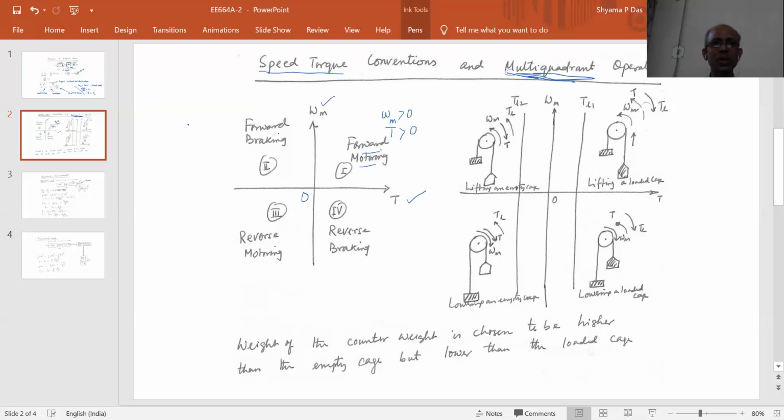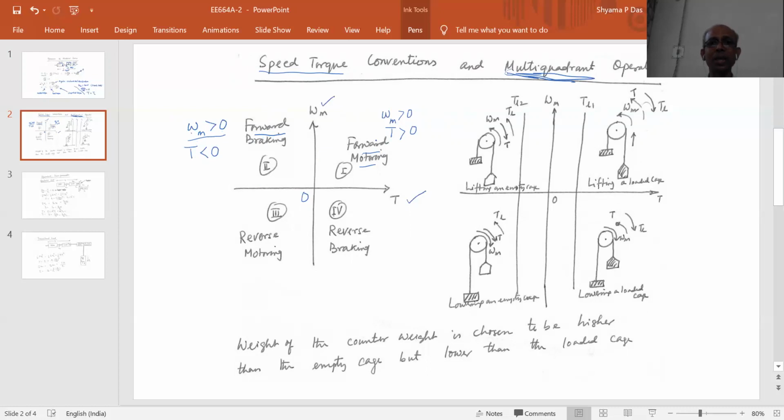In the second quadrant, speed is positive, but the torque is negative. You can see that in the xy plane, we are on the left-hand side of the y-axis, so the torque is negative. Although the speed is positive, torque is negative. We call this forward braking. Why is this forward? We say forward or reverse based on the speed. The speed is positive here, and that's why we say this is forward braking. Why is it called braking? Because the signs of the speed and the torque are opposite to each other.